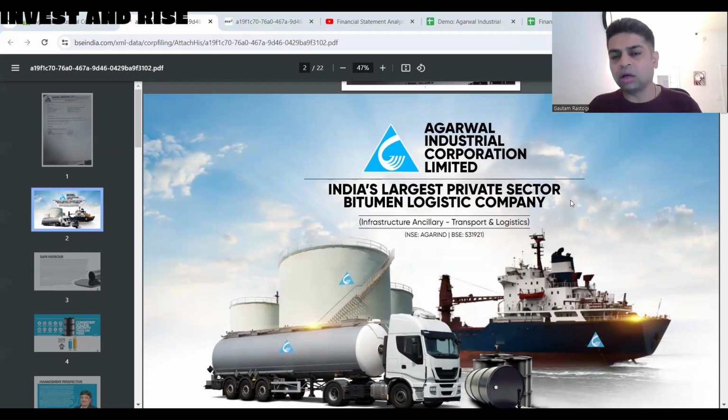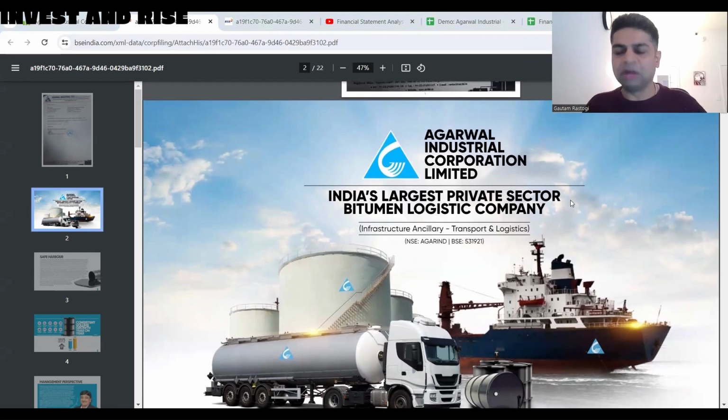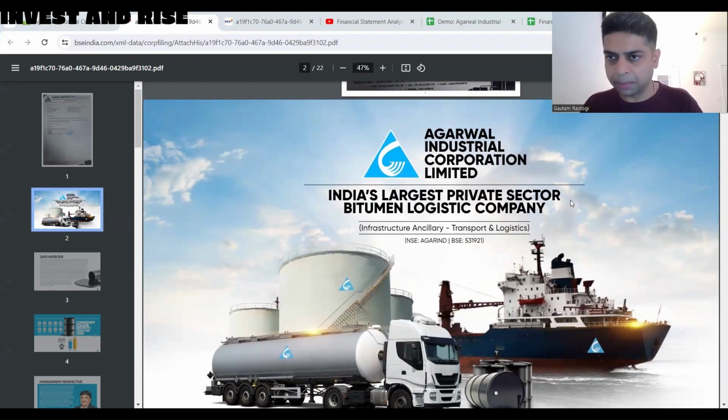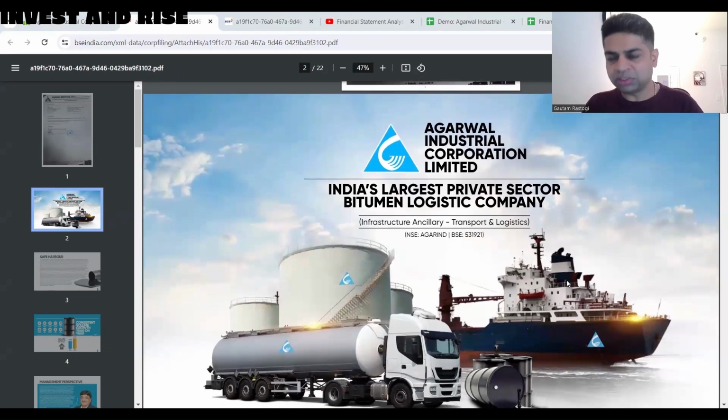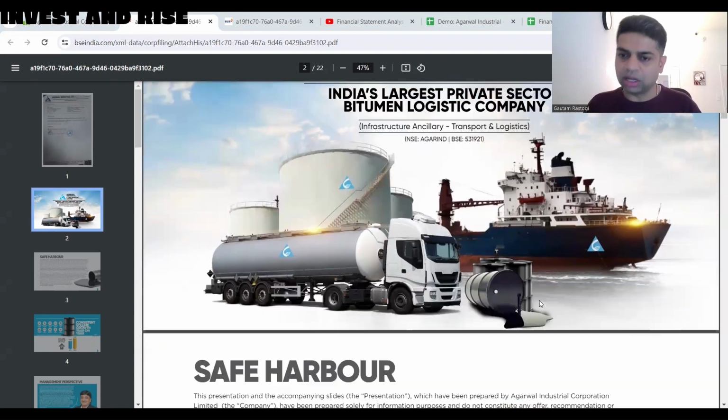This company imports bitumen from Gulf countries into India and sells it to different road construction companies in India. And it has its own ships. It imports bitumen through its own ships, as well as using ships from third parties. All right, now let's go further.